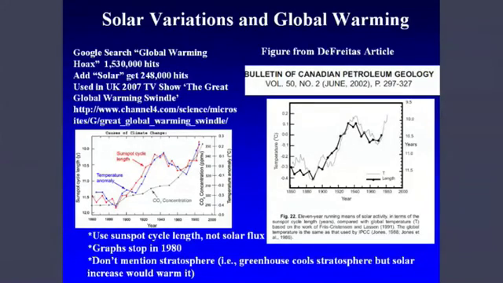Remember I said the greenhouse effect cools the stratosphere. If you increase the solar constant, because you put more heat out from the sun, what do you think the stratosphere is going to do? It's going to get warmer, right? So just for fun, I looked into this more carefully. On the next slide.